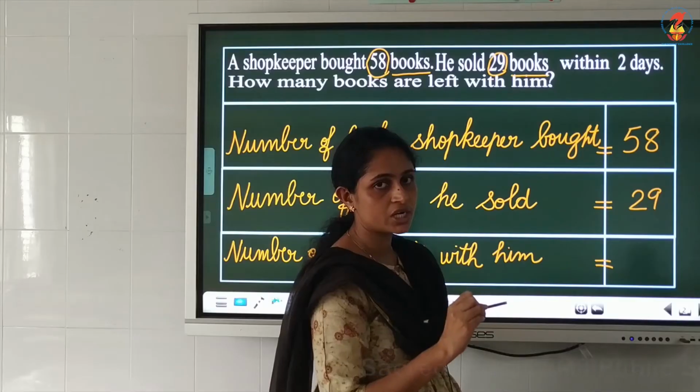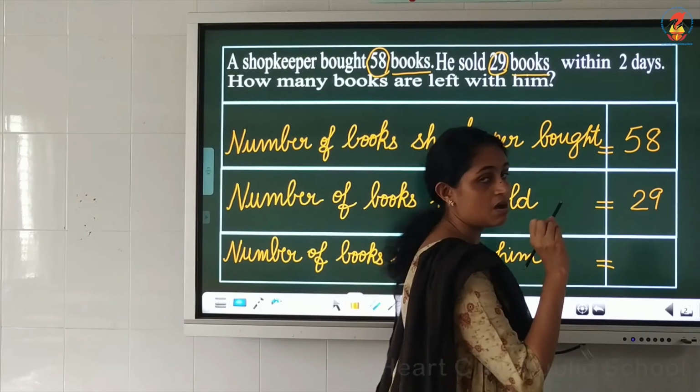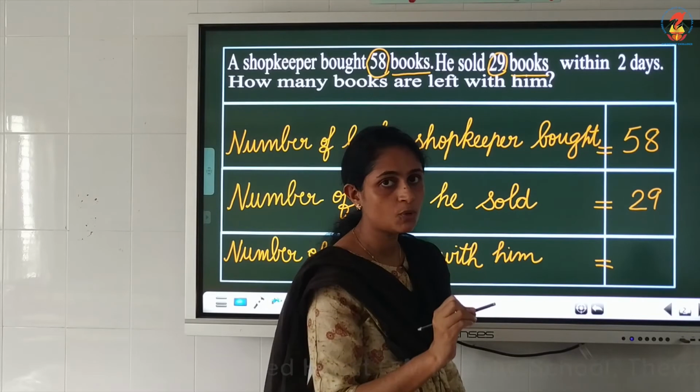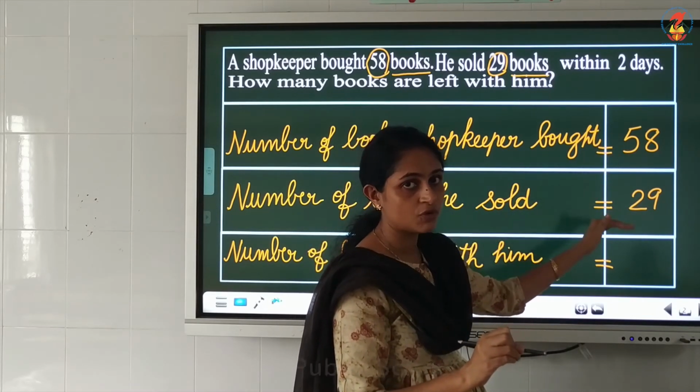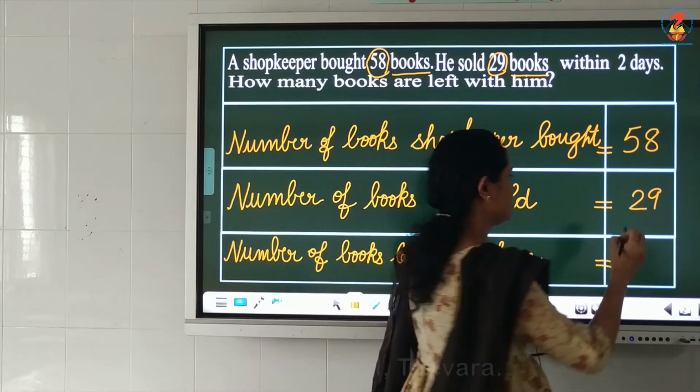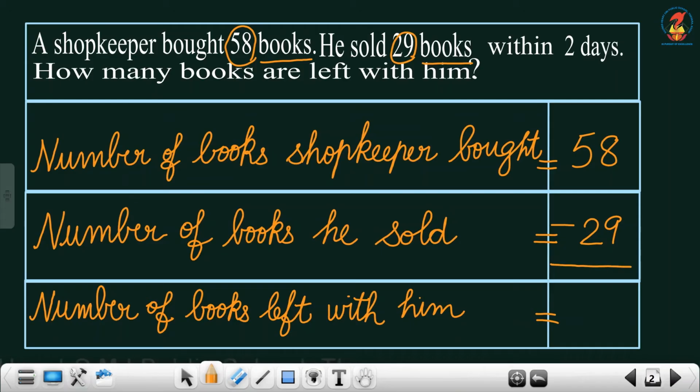What is the symbol for subtraction? What is the sign for subtraction? Minus. And where we have to put that? Before the first number or second number? We have to put it before the second number. So, put it here. And one more thing you have to do, write tens place and ones place at the top. So, 2-digit number, so tens place and ones place. Now, we can start subtracting from the ones place.